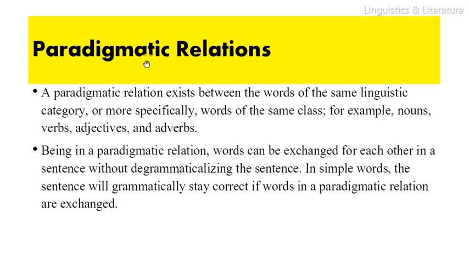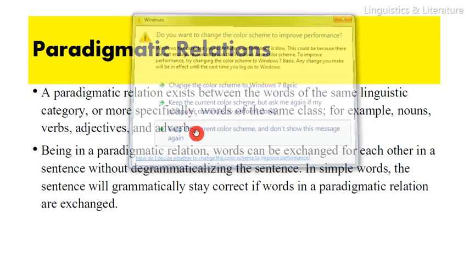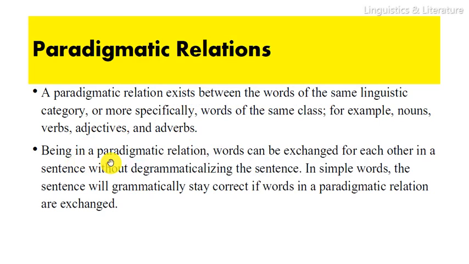Okay, so what is a paradigmatic relation? A paradigmatic relation exists between the words of the same linguistic category, or more specifically words of the same class. For example, nouns, verbs, adjectives, and adverbs, etc. Being in a paradigmatic relation, words can be exchanged for each other in a sentence without degrammaticalizing the sentence. In simple words, we can say the sentence will stay grammatically correct if words in a paradigmatic relation are exchanged.